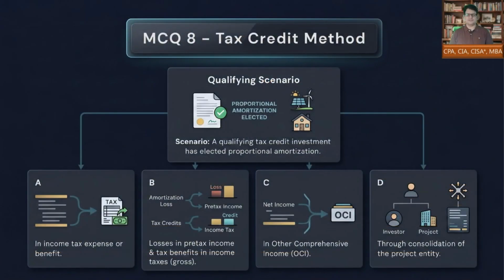MCQ 8 tests the proportional amortization method for qualifying tax credit investments. A qualifying tax credit investment meets the proportional amortization criteria and the investor elects the method. The question asks how the investment amortization and related tax benefits are presented on the income statement. This is a presentation question, not a consolidation question, and not an OCI question. Choose the answer that matches the tax line model.